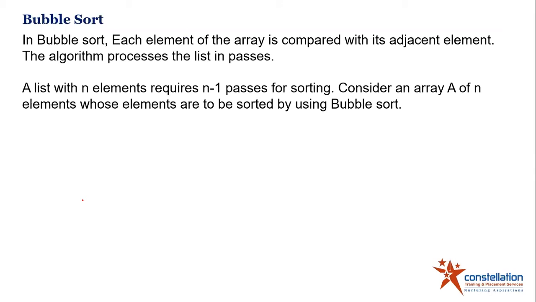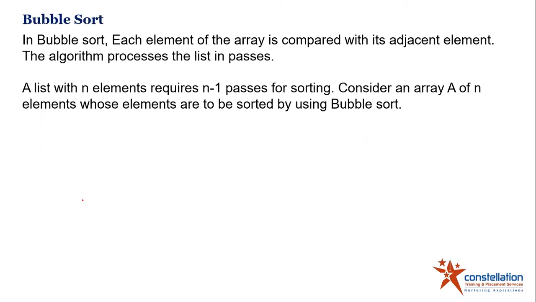Now in bubble sort, just imagine, have you seen bubbles coming out? The bubbles go up, right? Based on a similar concept, we have bubble sorting. So in bubble sort, each element of the array is compared with its adjacent element, the next element, and the algorithm processes the list in passes. Now, what do I mean by passes?